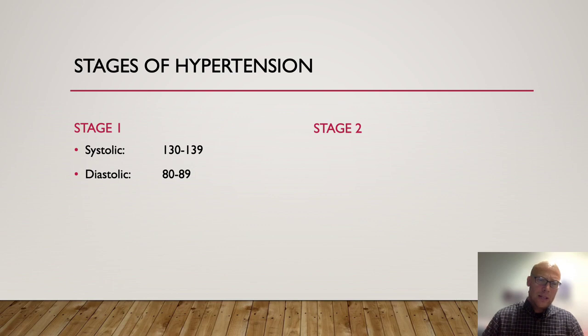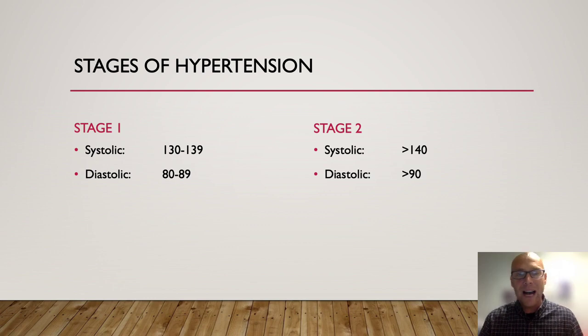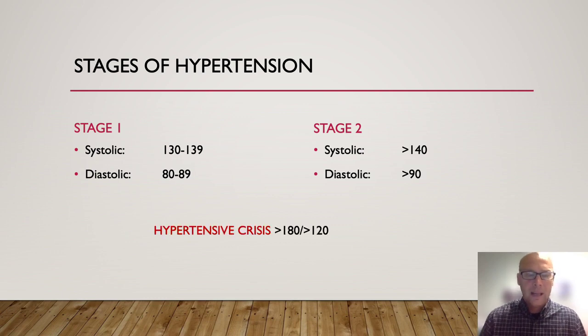Now, as you increase, you're more prone to develop kidney disease, heart disease, and all those other things. So stage 1 is kind of like an initial point for that development. As you get higher, greater than 140, greater than 90, that's typically stage 2. Anything over 180 systolic or 120 diastolic, you're kind of in hypertensive crisis.